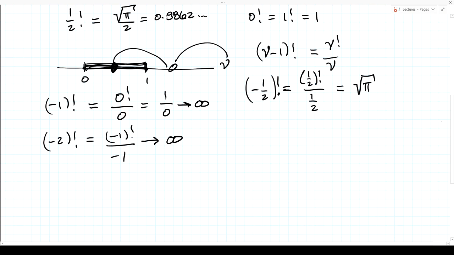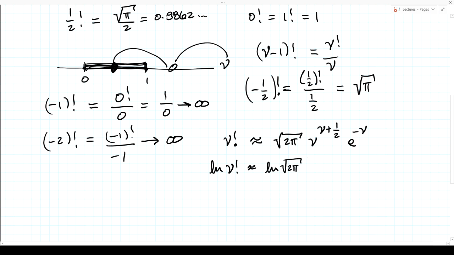In looking at these series for Bessel functions, it's sometimes useful to look at approximations for nu factorial when nu gets very big, and the factorial function gets really, really big as its argument grows. A good approximation for this is the so-called Stirling formula. Nu factorial is the square root of 2 pi, nu to the power nu plus a half, e to the minus nu. So this thing grows roughly as nu to the nu, which really, really explodes. Sometimes it's convenient to look at the logarithm of that, and that would just be, using the properties of logarithms, the log of the square root of 2 pi, plus nu plus a half times the log of nu, minus nu.